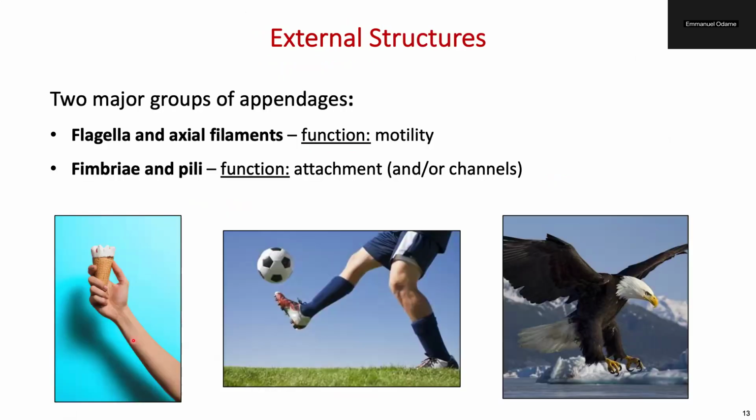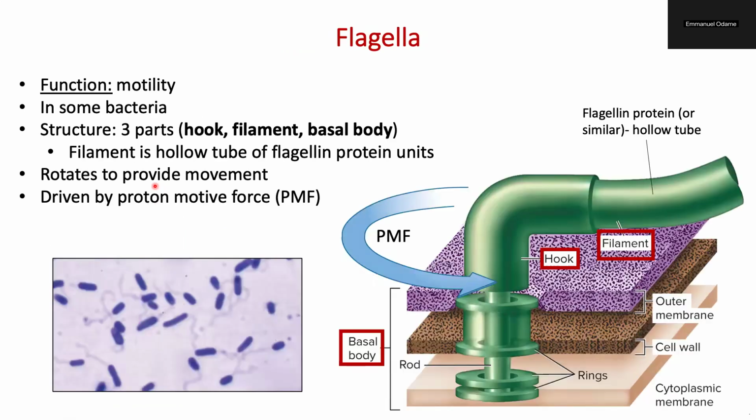In relation to appendages, some bacteria have external structures outside of the cell membrane itself. There are two major groups of appendages. The first is flagella, or axial filaments, as shown here, and their main function is motility, to help the bacteria move. The second group is fimbriae and pili. Their function is to help the bacteria attach to surfaces, or they are composed of channels which help in the transfer of material in and out of the bacterial cell.